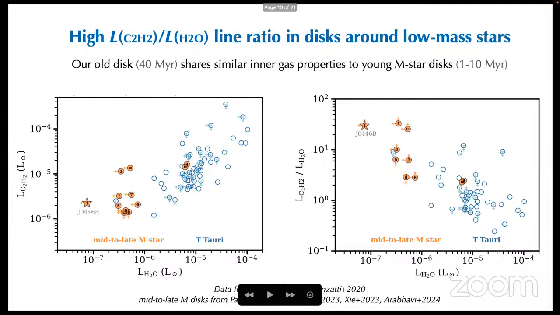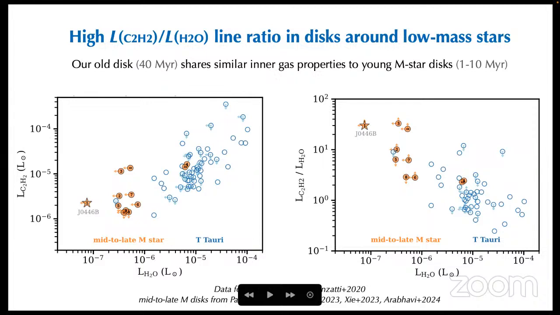Next, let's see how the properties of this old system compare with many other young systems. Here I group the targets with mid-infrared spectra by their host star property, and our old system is marked by this star symbol. On the left, I'm comparing the line emission from water versus C2H2 emission. Those are the two most important oxygen and carbon carriers. We see that M-star disks have generally fainter emission. This can be understood as the temperature difference, right?